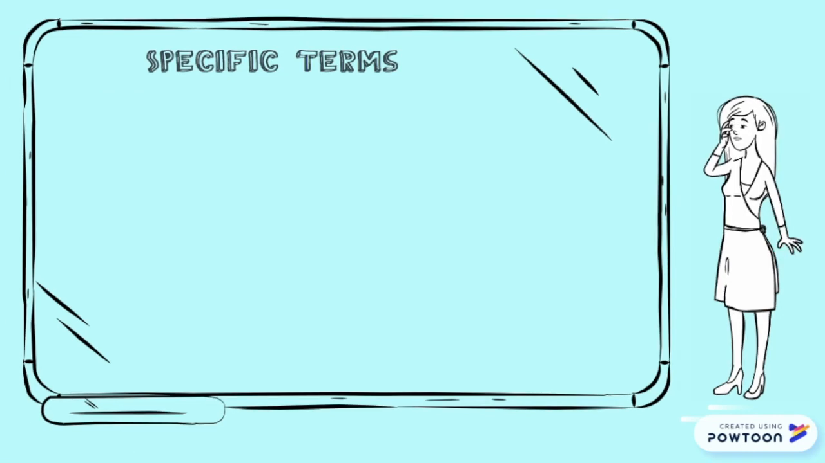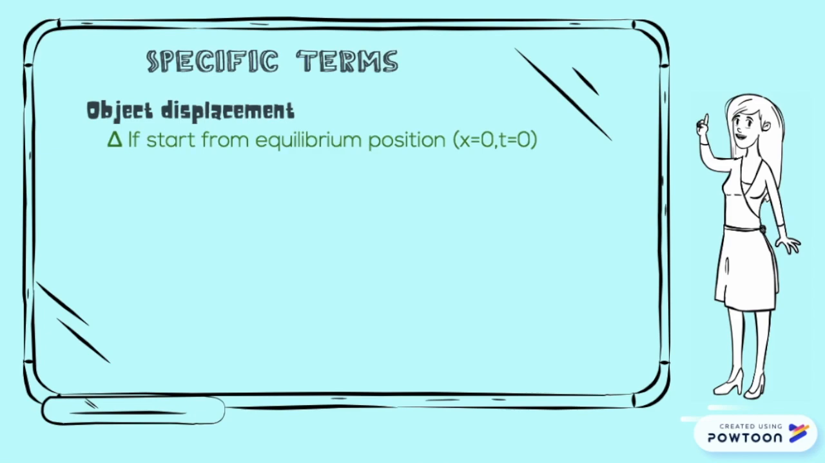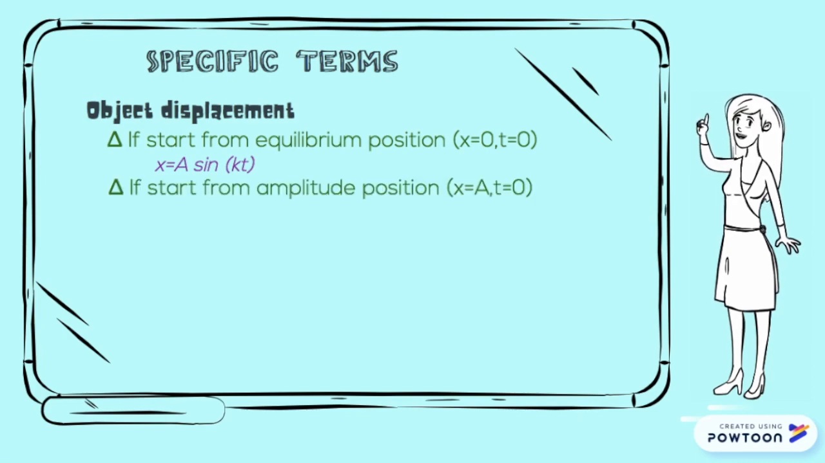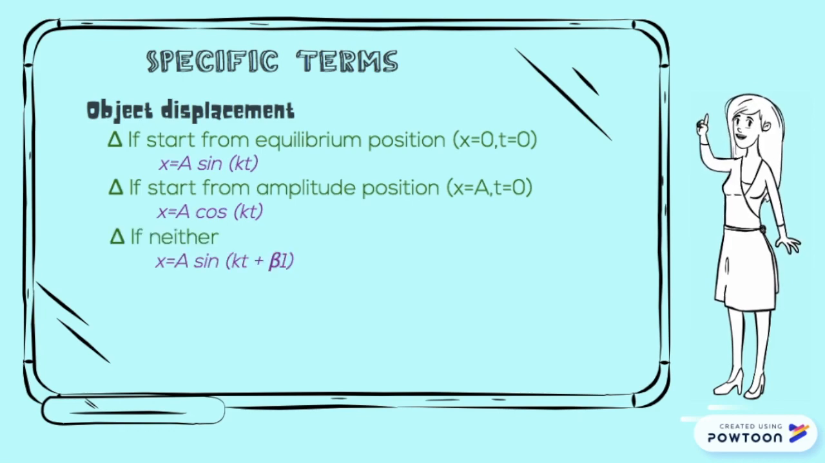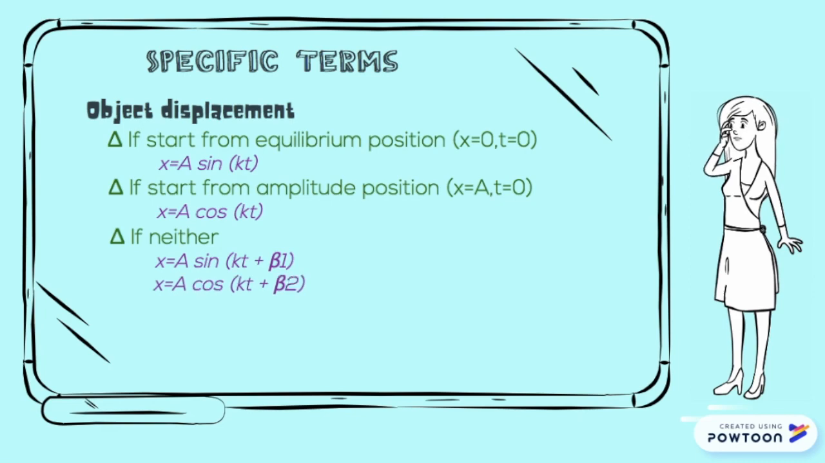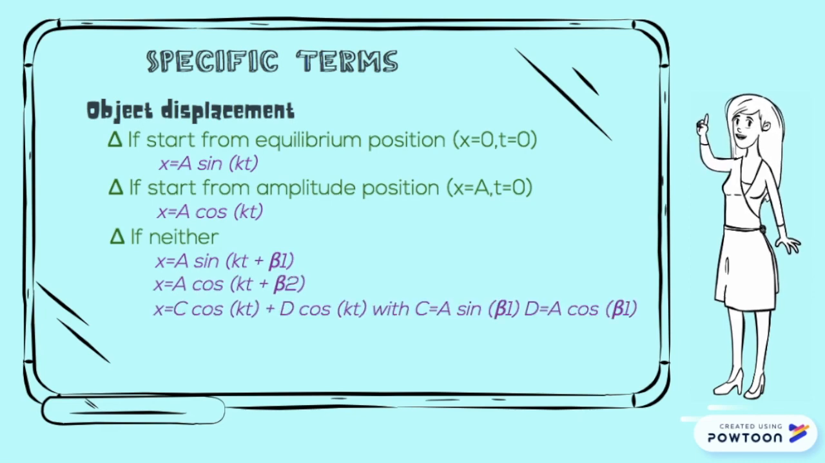For object displacement, if the object starts from the equilibrium position, which is the center, we use the equation x equals A sin kt. But if the object starts from an amplitude position, which is one of the two ends of the line, we use the equation x equals A cos kt. But if neither, meaning any point besides the equilibrium position and amplitude positions, we can use these three formulas above here.